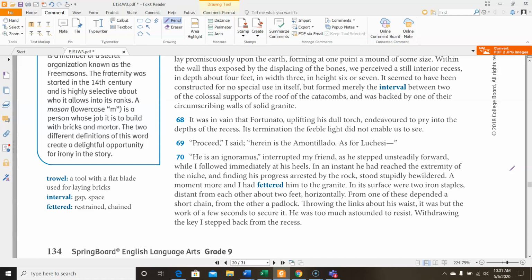In an instant he had reached the extremity of the niche, and finding his progress arrested by the rock, stood stupidly bewildered. A moment more I had fettered him to the granite, which fettered means chained. In its surface were two iron staples, distant from each other about two feet horizontally. From one of these depended a short chain, from the other a padlock. Throwing the links about his waist, it was but the work of a few seconds to secure it. He was much too astounded to resist. Withdrawing the key, I stepped back from the recess. So he basically tricked Fortunato into going into this hole in the wall, and then he chained Fortunato to the ground through some little chains that were there.